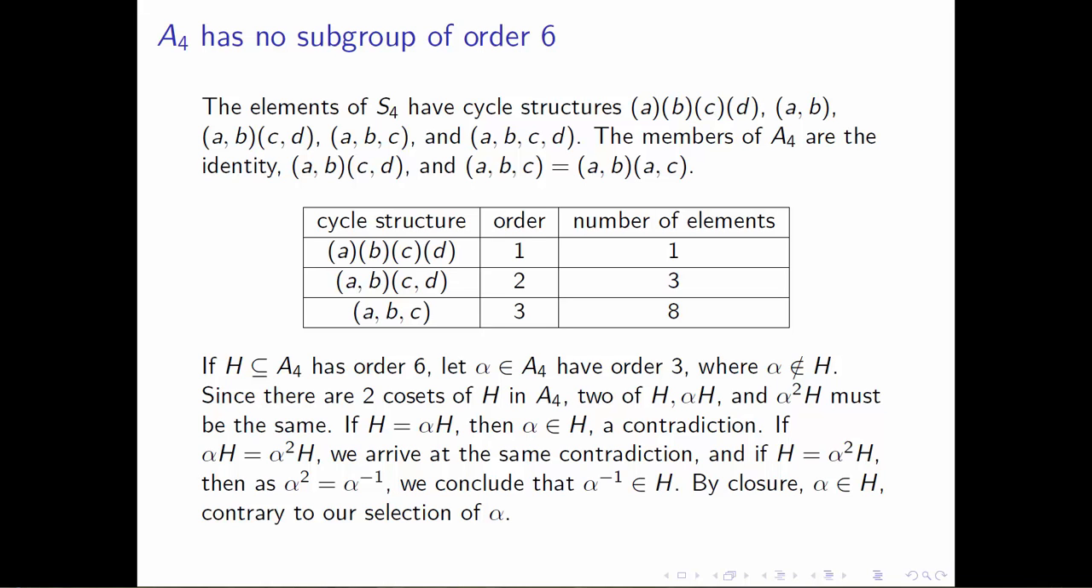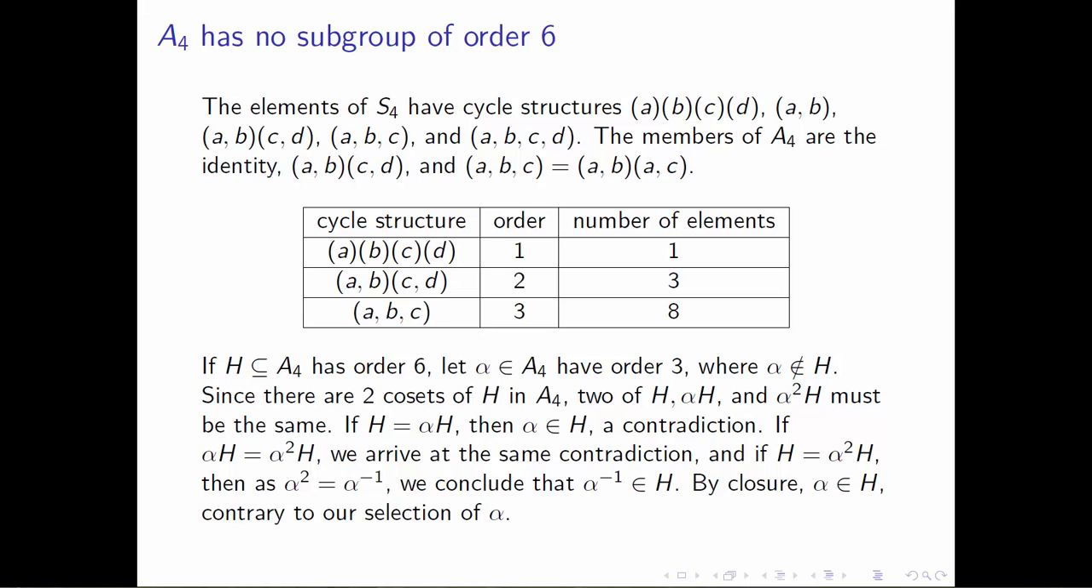And that's a simple pigeonhole argument, right? A4 has 8 elements of order 3. H is a subgroup with just 6 things in it. I can't fit all of my elements of order 3 inside H, so there has to be one that does not belong to my subgroup H.